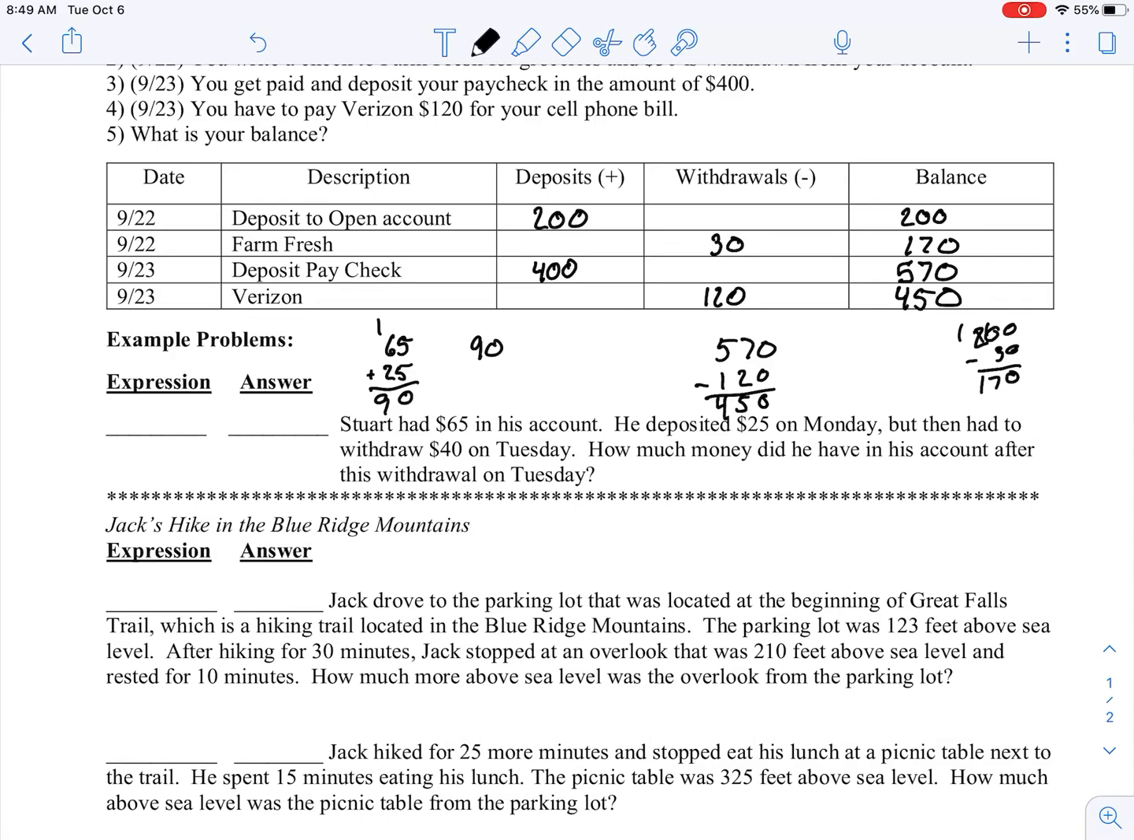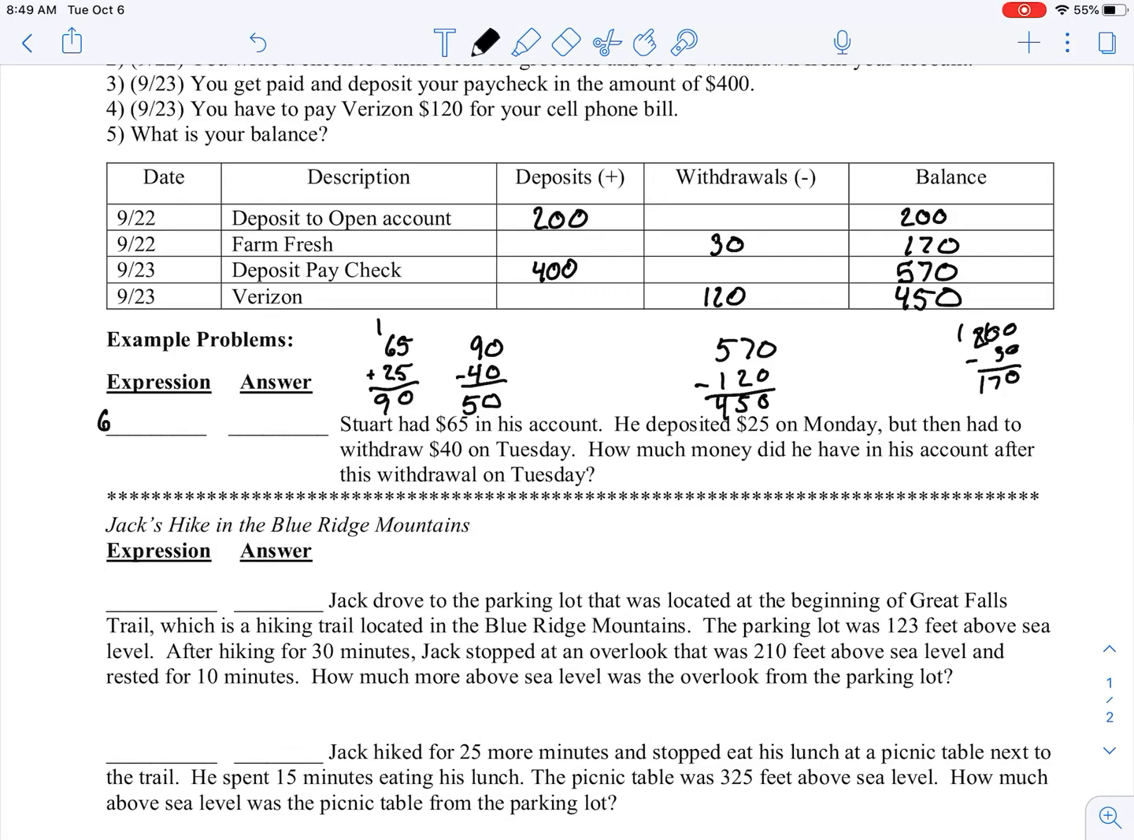And we'll start out with our 90, and then he withdraws 40 on Tuesday. So remember, withdrawing is taking out money. So that's going to leave us with $50 there. So how can we write this as an expression?